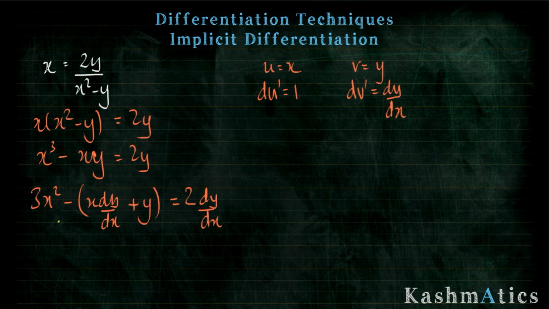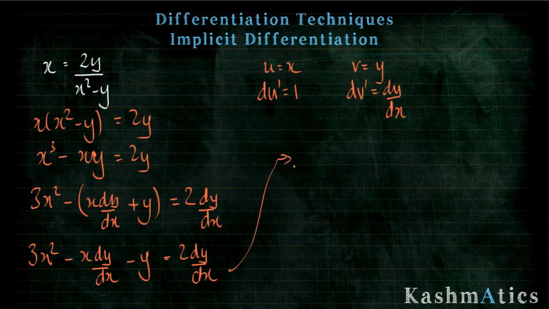Right, so what I'm going to do here now is I'm going to expand the brackets, and then I'm going to put it all together. So 3x squared, take away x dy by dx, take away y, equals 2 dy by dx. Now it doesn't matter which side you want the dy by dx to be on, but I tend to keep it positive. So I'm going to keep everything on the right hand side, that's with dy by dx, and everything else on the left. So rearranging this, I'm going to get 3x squared minus y equals 2 dy by dx plus x dy by dx.